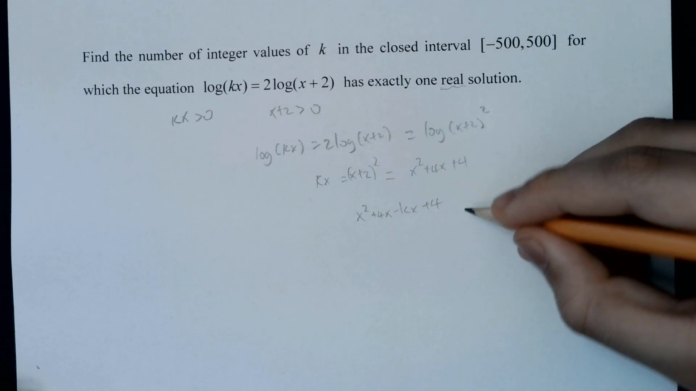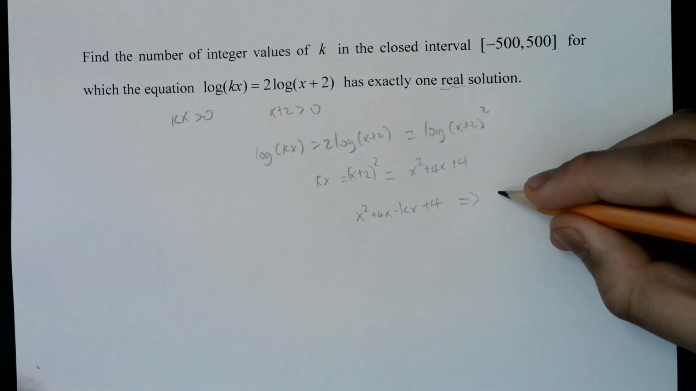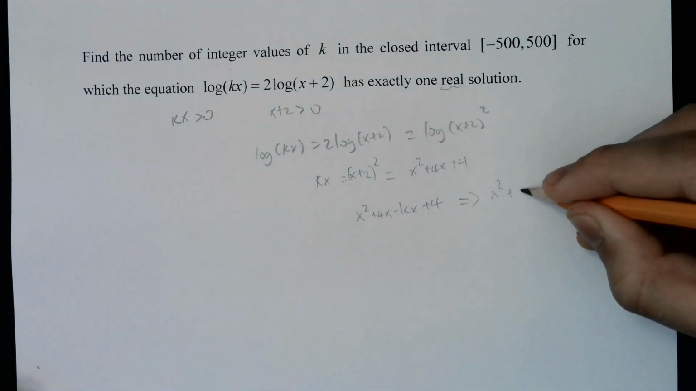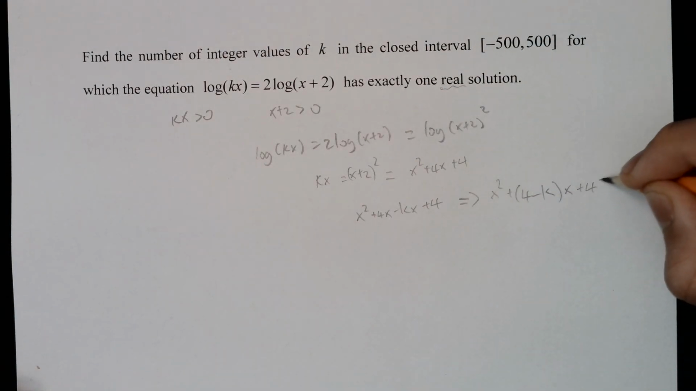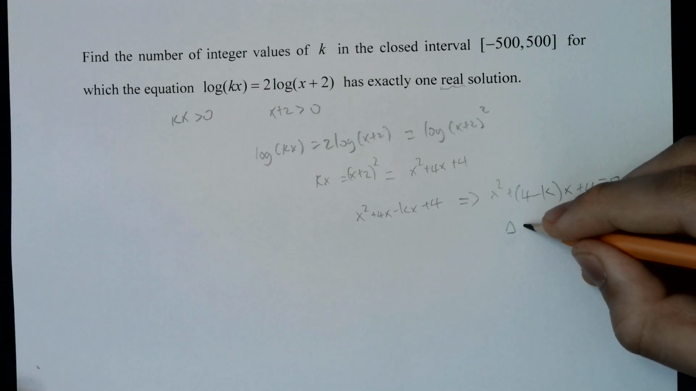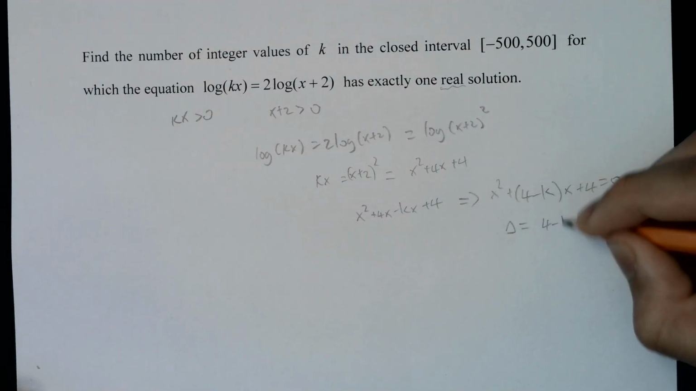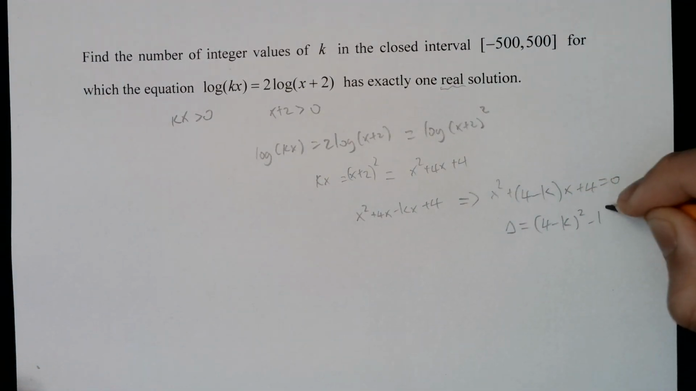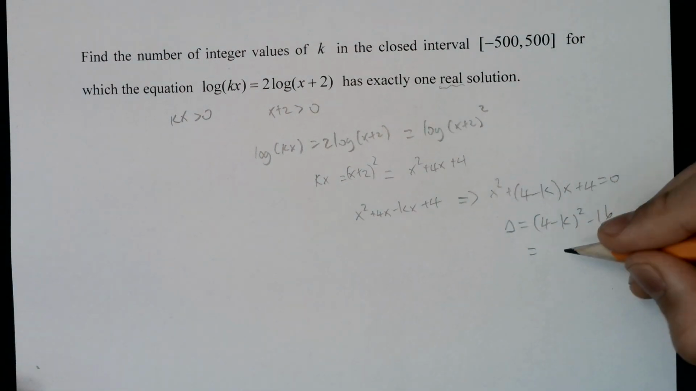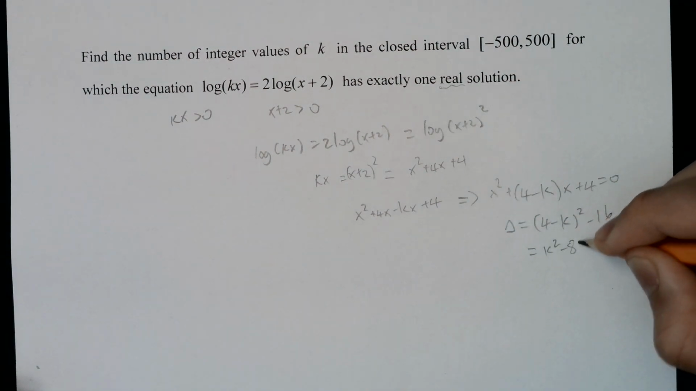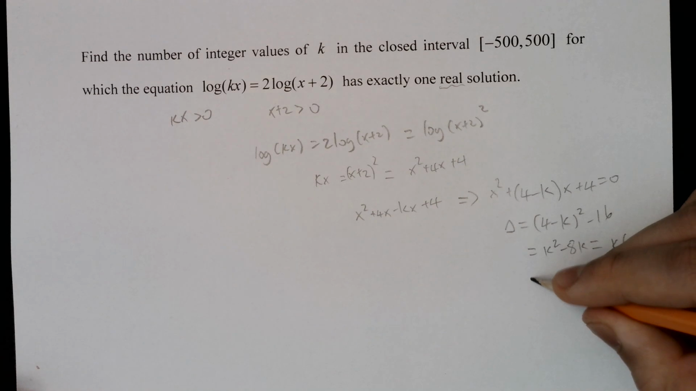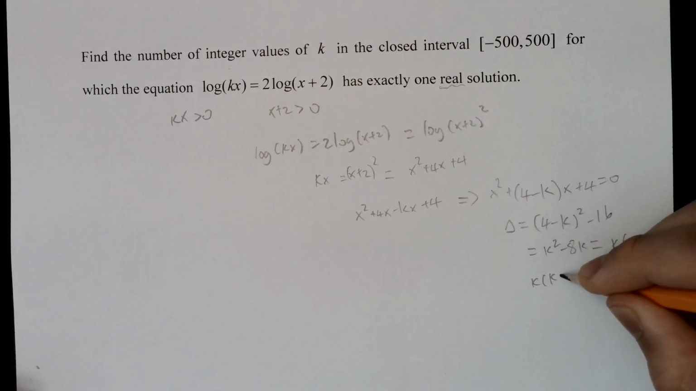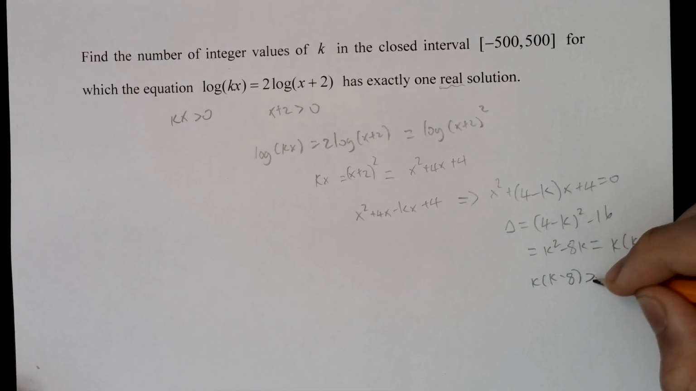Now we can see that from this we can write out the discriminant. So this would be equal to x squared plus (4 minus k) times x plus 4, which is equal to 0. So the discriminant is going to be equal to (4 minus k) squared minus 16, which after expanding is equal to k squared minus 8k, or k times (k minus 8). And for this to be real, we need this to be bigger than or equal to 0. Right, so this means that k times (k minus 8) is going to be bigger than or equal to 0.